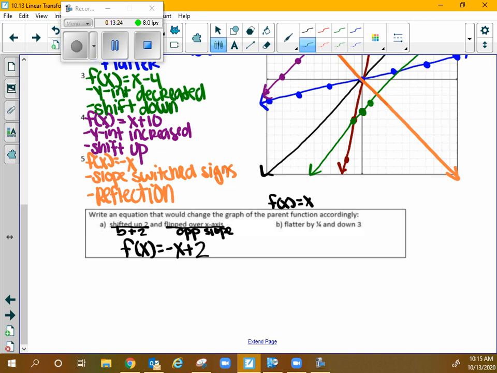Flatter by 1/4 and down 3. How many transformations is that? 2. Flatter by 1/4. That's the slope. Changing the value of the slope. Good. And down 3. The y-intercept of b minus 3, right? So if I started with x and my slope is flatter by 1/4, what's my new slope?